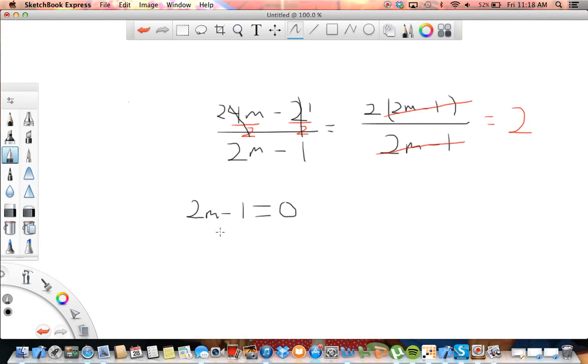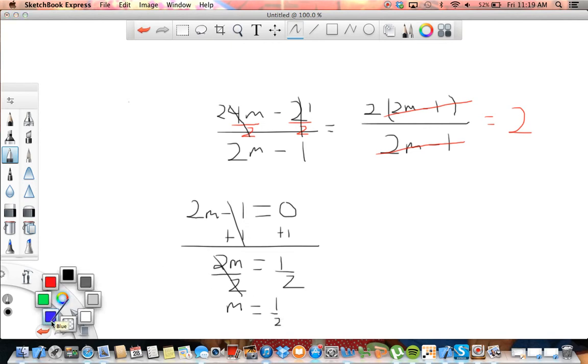And what you're going to do here is you're going to just basically try and get m by itself. So we'll add 1 to both sides. That's going to cancel out, leaving me with 2m, and then equals 1, because 0 plus 1 is 1. Now we divide by 2 on both sides. That's going to cancel out, leaving me with m equals positive 1/2. And so this is going to be my excluded value, and then this is going to be my actual answer. So both of these will be part of your answer here.